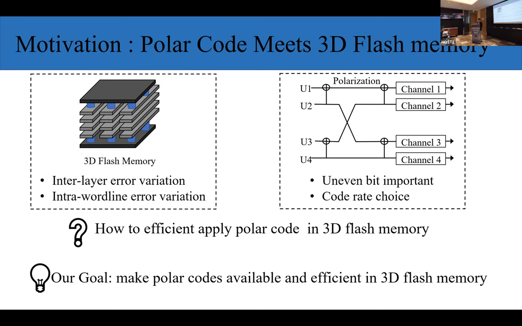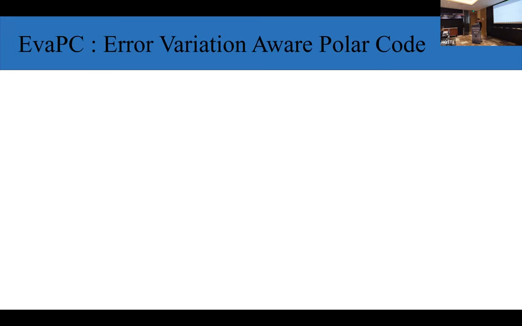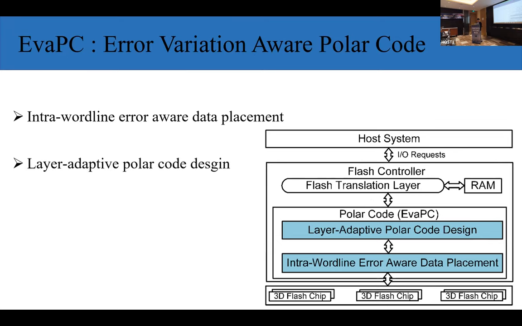We first give an overview of our work. In this paper, we propose error variation aware polar code, short as EVPC. EVPC consists of two key schemes which are embedded in the ECC module of the flash controller: the intra-wordline error aware data placement and the layer adaptive polar code design.